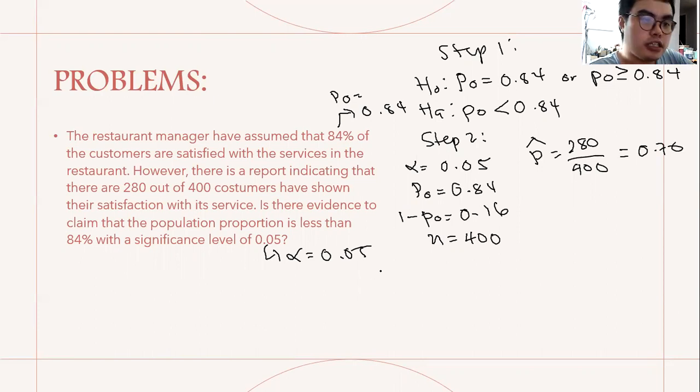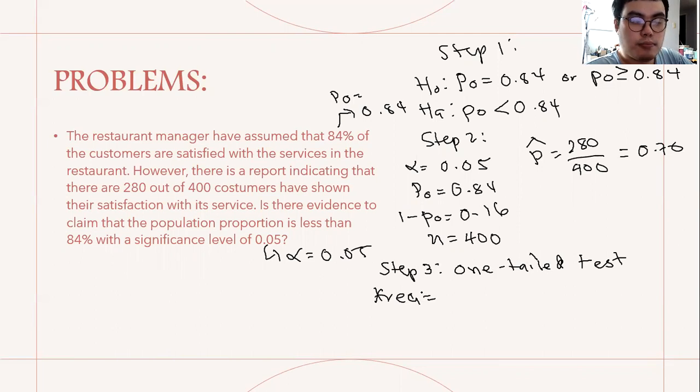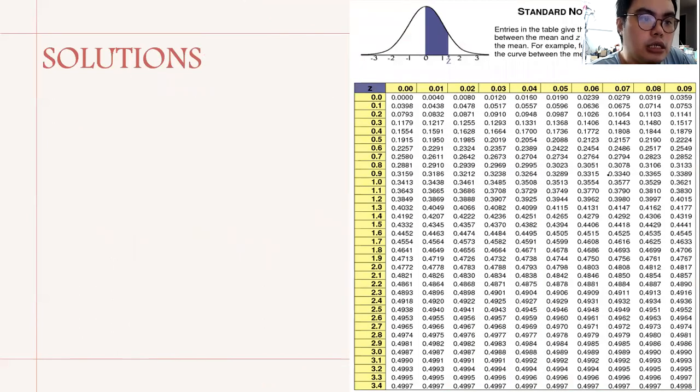Step 3 indicates that this is a one-tailed test. So we are going to find the area by subtracting 0.0500 from 0.5000. The difference between those two is 0.4500. Now we're going to use the Z table to locate the area which is close to 0.4500.